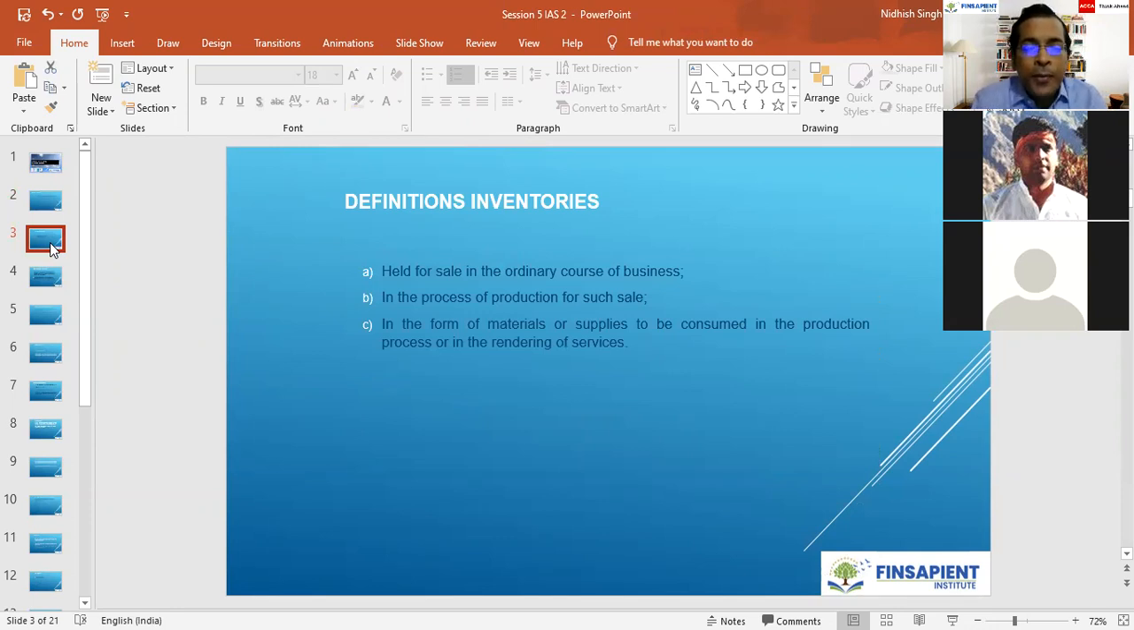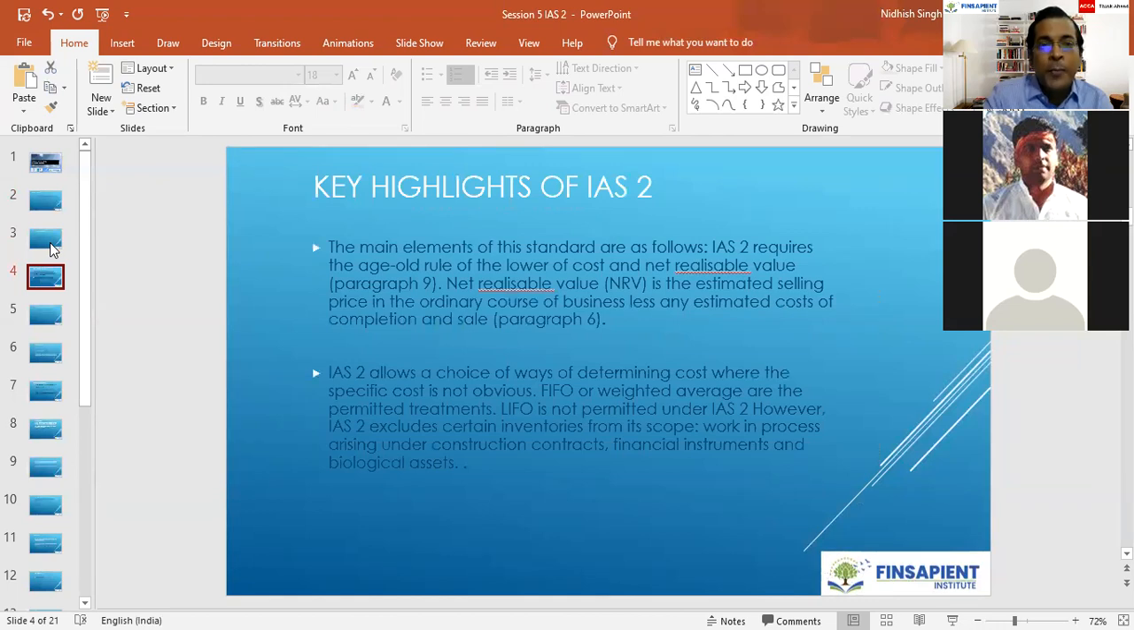What are inventories? Definition wise, something which is held for sale in the ordinary course of business, not for investment, not real estate, because real estate is a long-term investment. Also, goods in the process of production for such sale, or in the form of material or supplies to be consumed in the production process or in the rendering of services. So overall, any goods which are in progress.